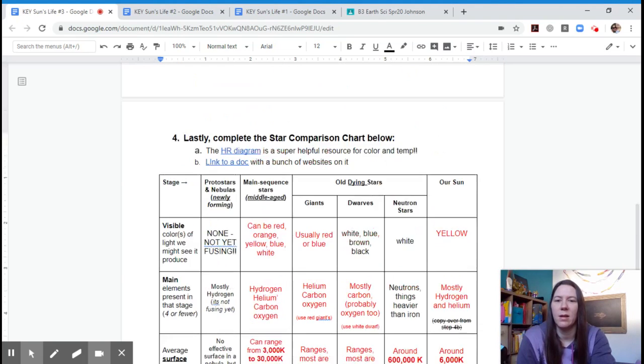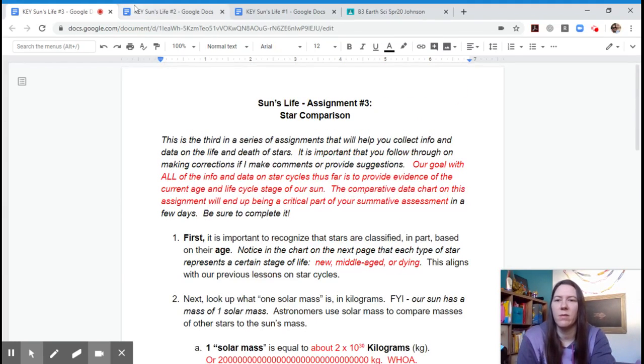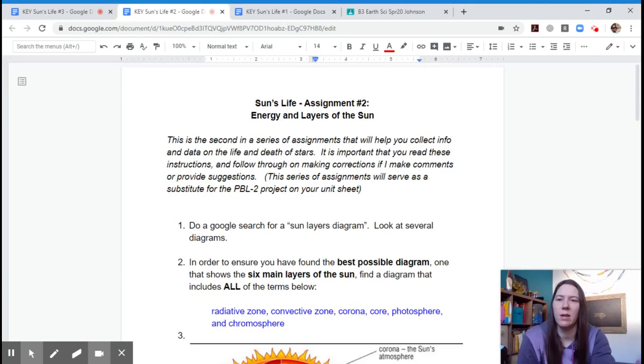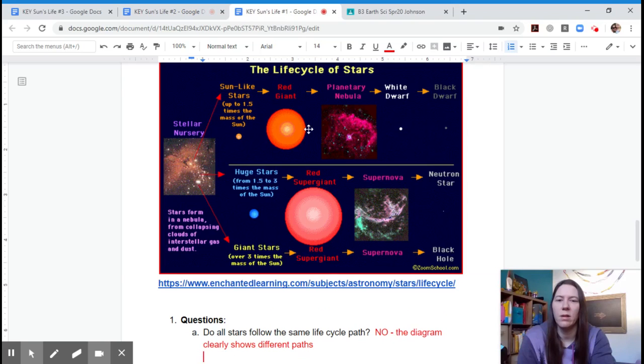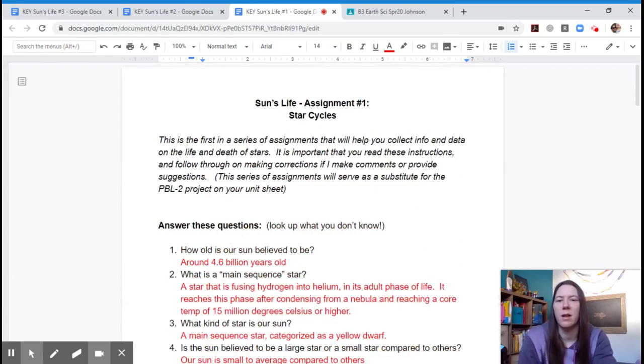And again, my expectation and my hope is that you've got all 3 of these assignments done, 3, 2, and assignment number 1, and that you've got a really good bank of information to pull from relating to the sun and life cycle of all stars and thinking about the fate of our sun. What will it become when it starts to run out of hydrogen?